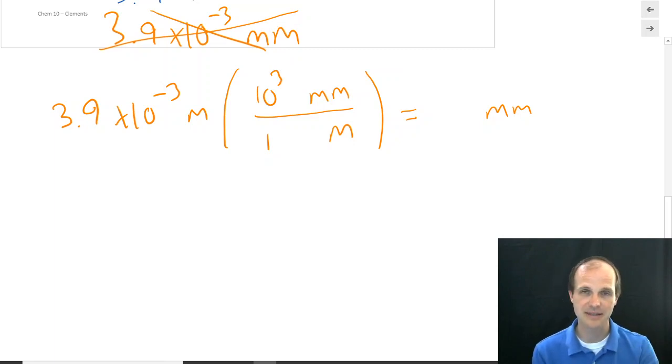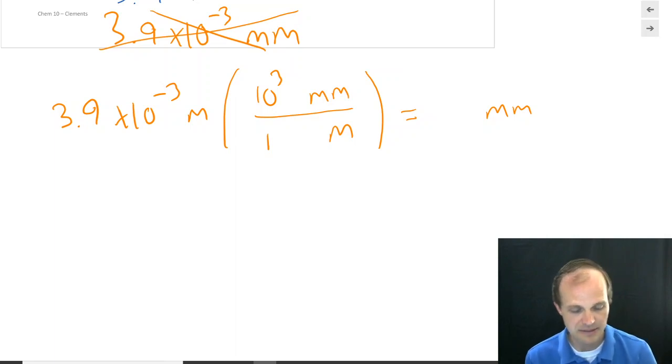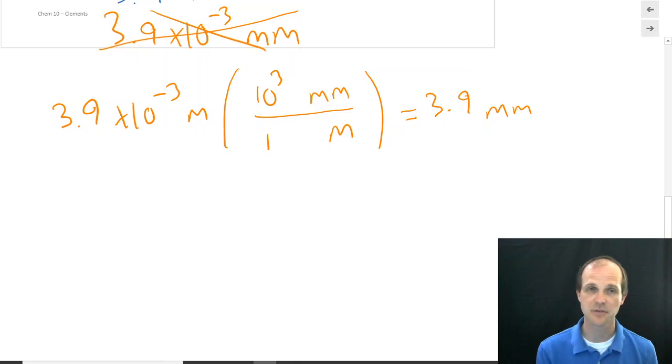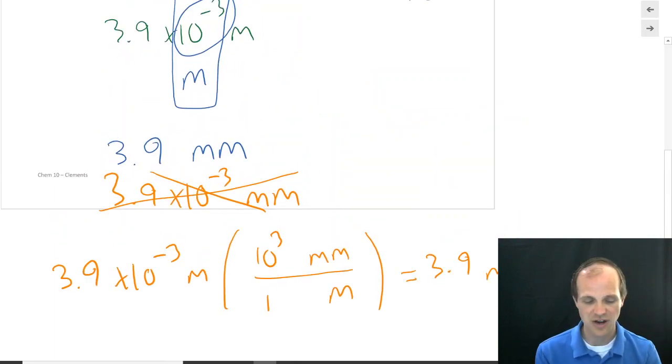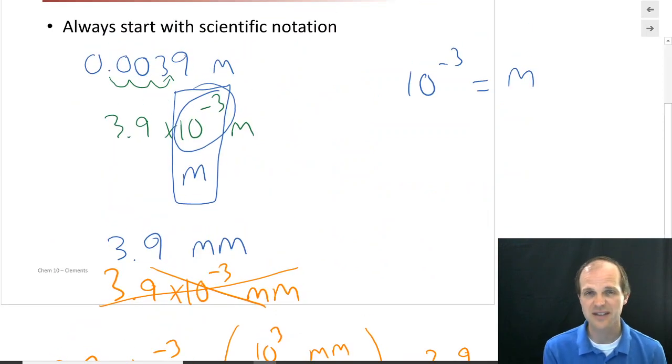Meters on the bottom, millimeters on the top. Meters is bigger, so it gets the 1, 10 to the third millimeters, and you end up with 3.9 millimeters if you plug all that into your calculator. You can do it that way. I encourage you to try to be comfortable doing it this first way because it's a little faster, but it's certainly not wrong to do it the other way. And you'll get the same answer.